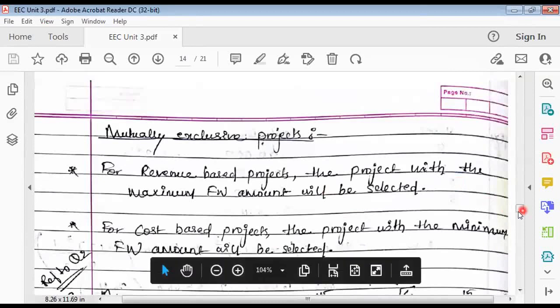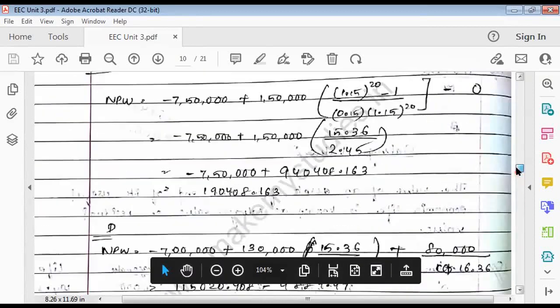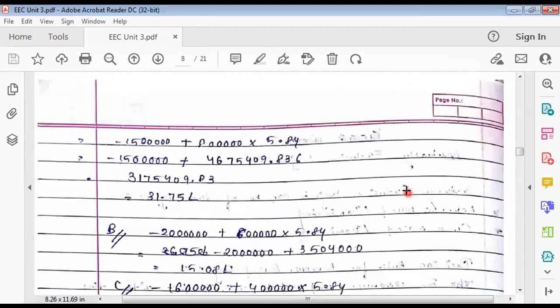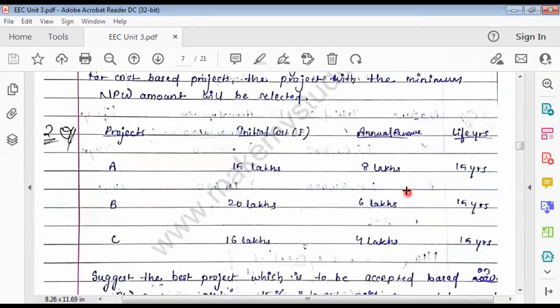I'll show you the question. Which question has been solved here? I'll show you this question. This question, the same question we had solved under present worth method. The same question can be solved using future worth method. And let us remember the question, then we'll go to the solution.